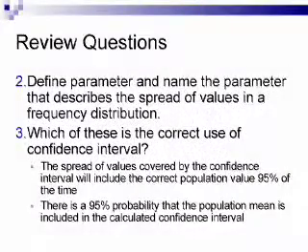Question 2. Define the parameter and name the parameter that describes the spread of the values in a frequency distribution. Number 3. Which of these is the correct use of the confidence interval? A. The spread of values covered by the confidence interval will include the correct population value 95% of the time. Or B. There is a 95% probability that the population mean is included in the calculated confidence interval.